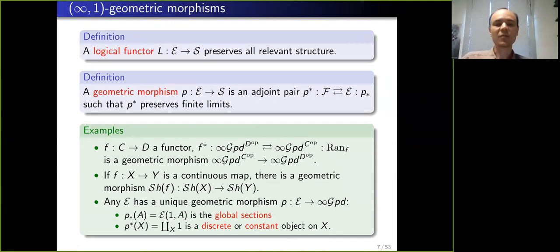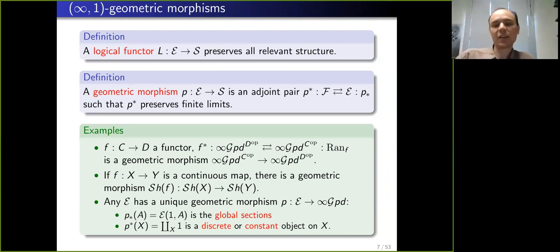and the functor just has to preserve it all. But more commonly encountered in nature is what's called a geometric morphism, and this is an adjoint pair of functors where the left adjoint, P upper star, preserves finite limits. And the right adjoint, of course, also preserves all limits because it's a right adjoint.